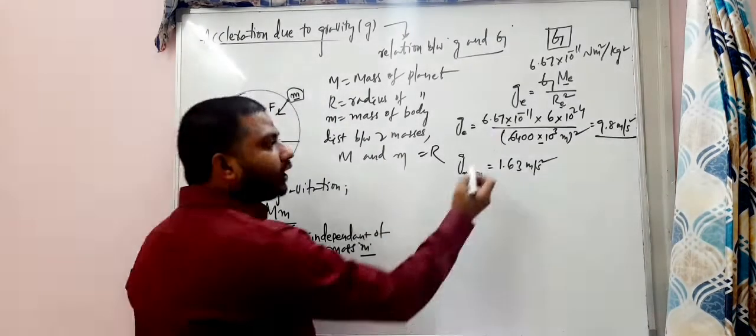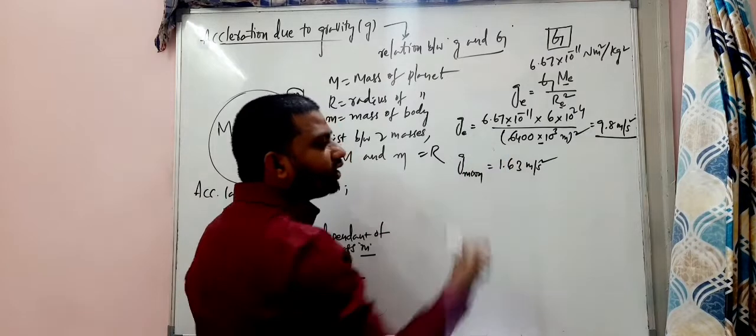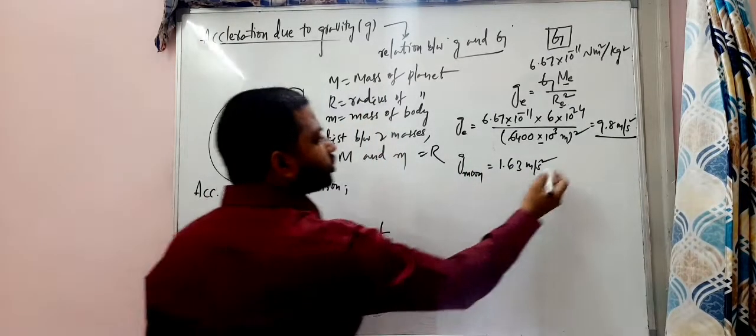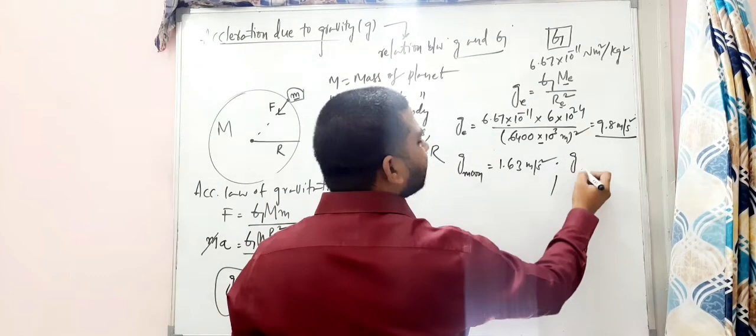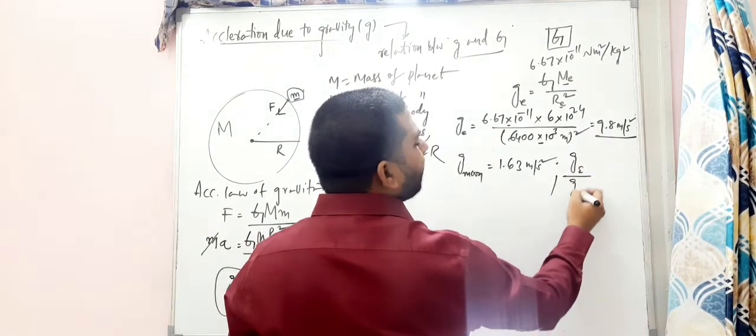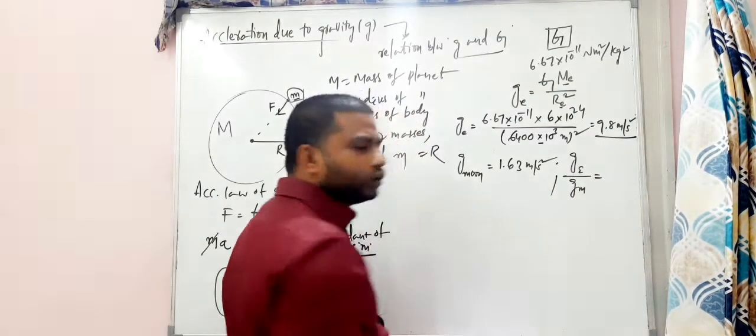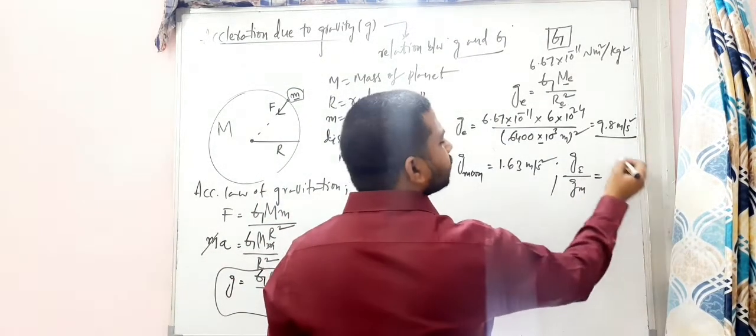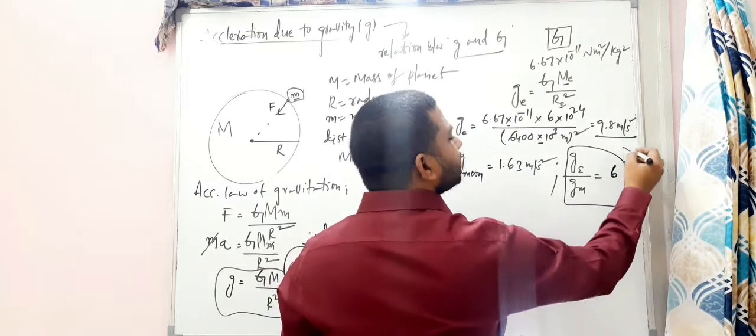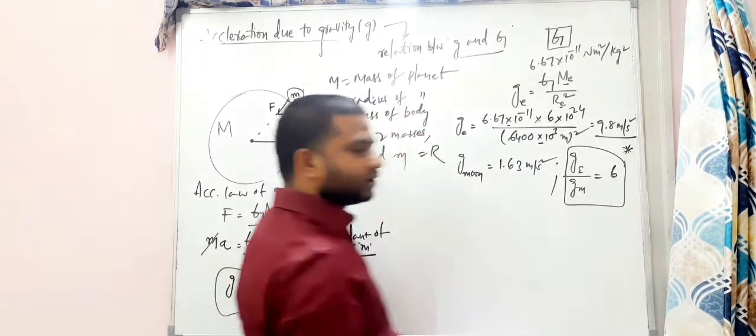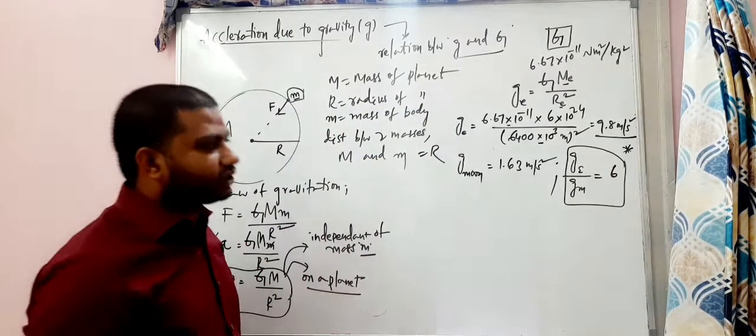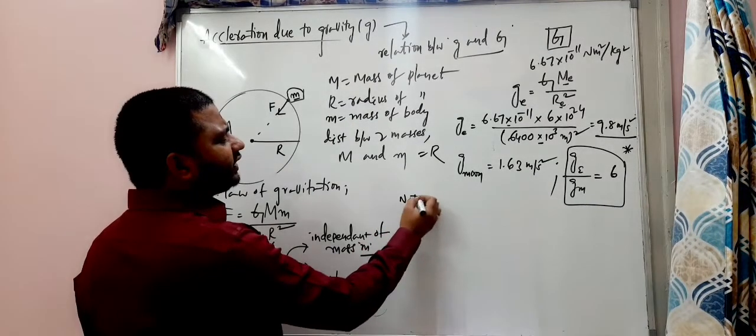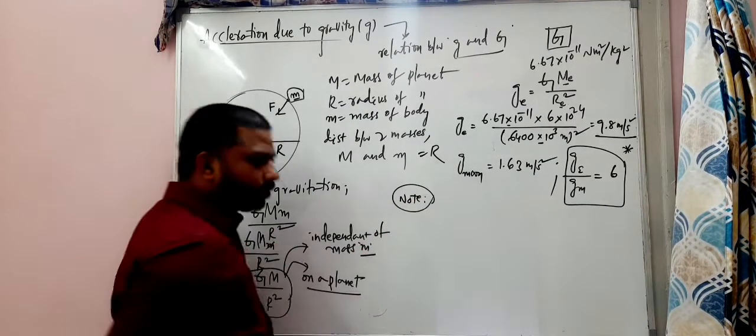All right. So now these two values, if I divide, so be careful. When I divide these two, acceleration due to gravity on Earth by acceleration due to gravity on moon, which is 9.8 by 1.63, that will be 6. So this is a very important expression, a very important expression. All right. Now I'm just writing an important note here, important note.